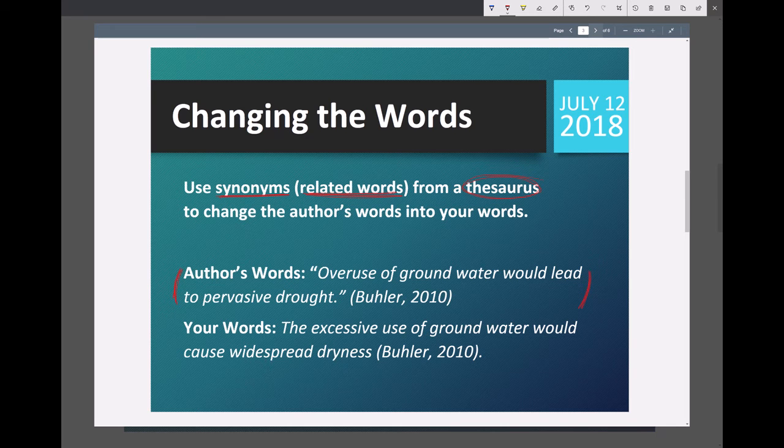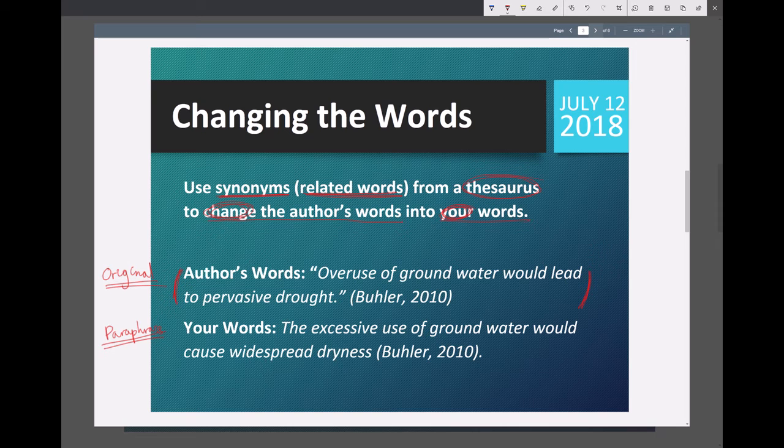So we have an example of the original here. And then we have your first paraphrase example. So using synonyms, you're changing the author's words into your words. All right. Let's read the author's sentence. Overuse of groundwater would lead to pervasive drought.